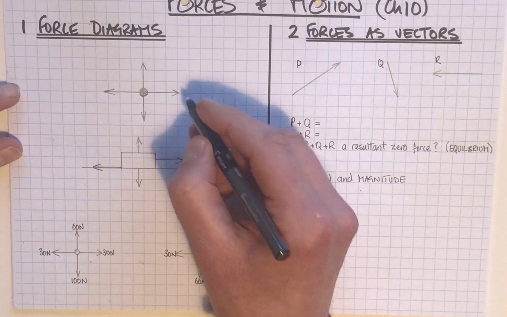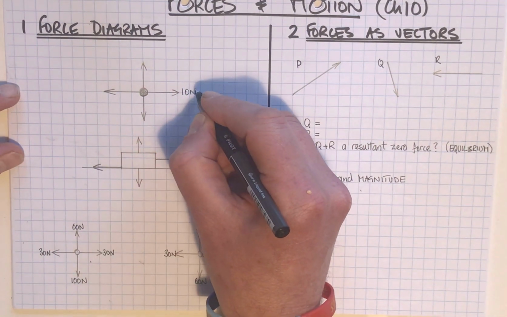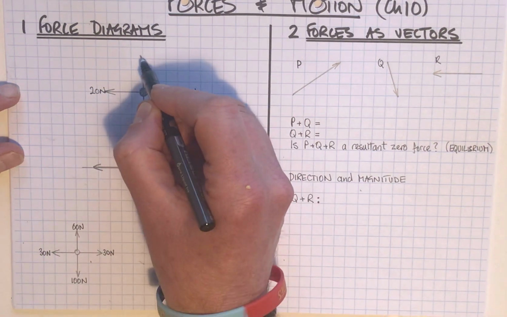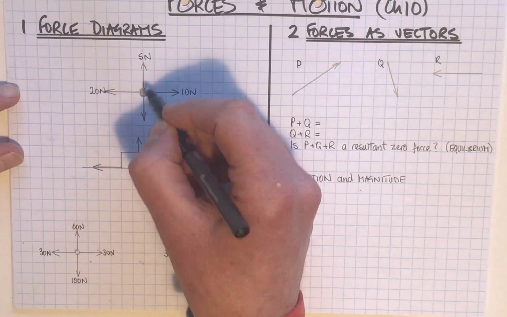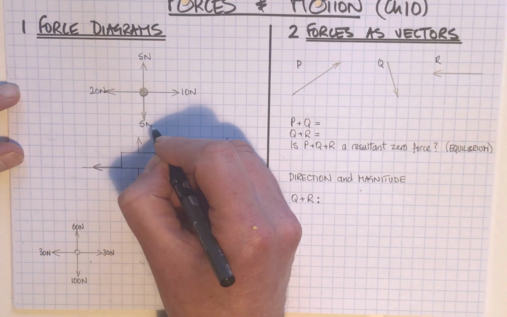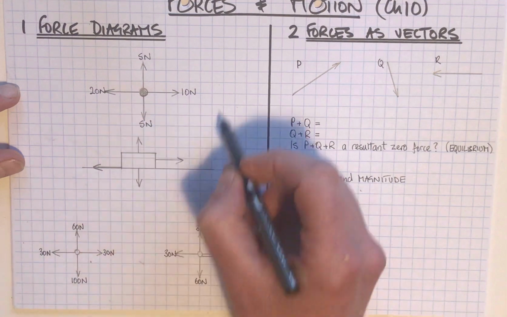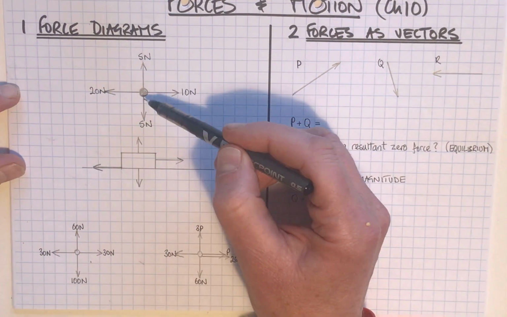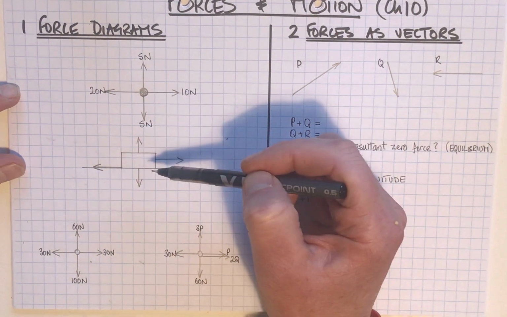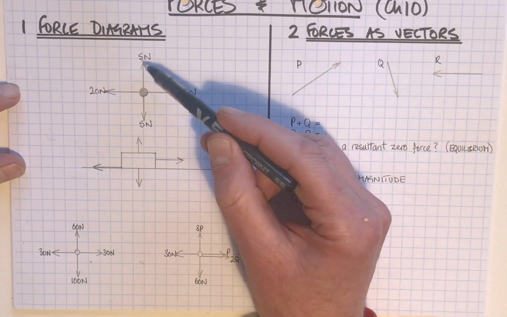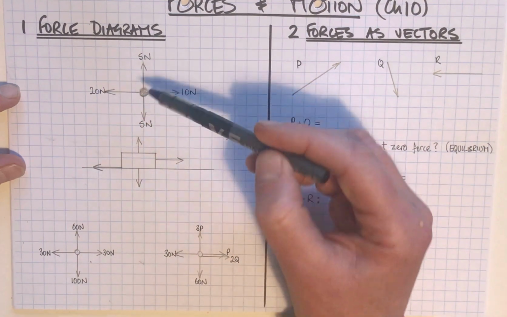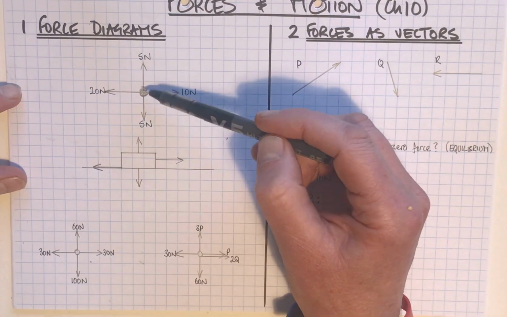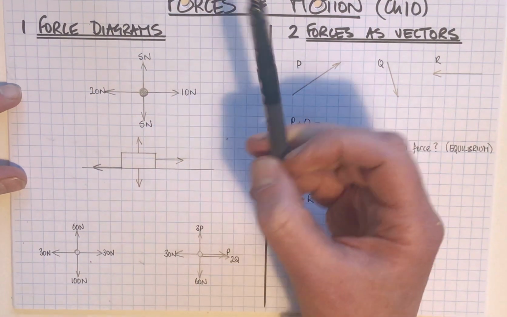So let's say you had a force along here of 10 newtons and a force this way of 20 newtons, a vertical force that way of 5 newtons and a vertical force down here of 5 newtons. So you'd show it on a diagram like this. In this particular one, because you've got 5 newtons going vertically upwards, 5 newtons downwards, these two cancel each other out. So vertically, this particle would be in equilibrium. It would not accelerate upwards or downwards.